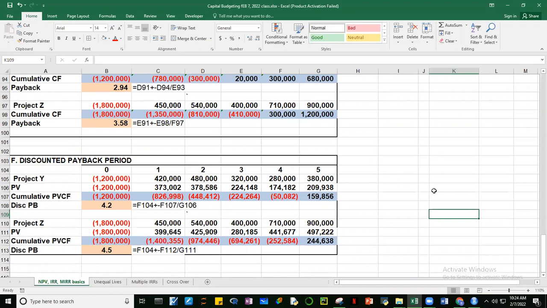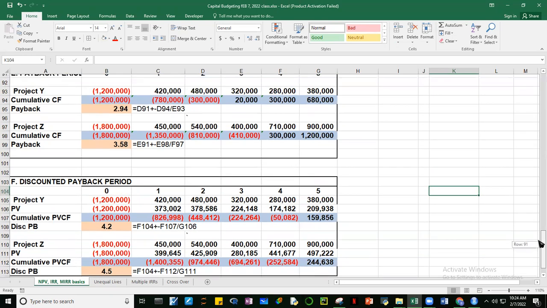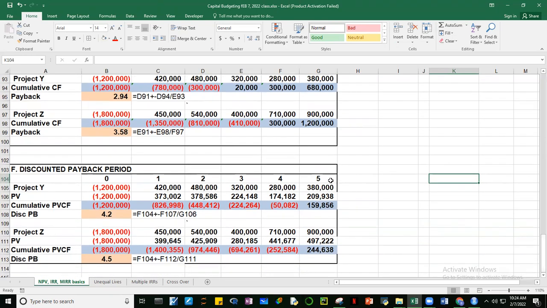So simple lang guys yung payback period, no? Ang difference lang nila, sa payback period ang ginagamit natin yung original cash flow. Sa discounted payback ang ginagamit natin yung discounted na values. And which is the more correct way to compute yung discounted payback, kasi sa discounted payback ang ina-add up natin yung mga present values. Okay? All right. Clear ba so far guys yung payback at saka discounted payback?